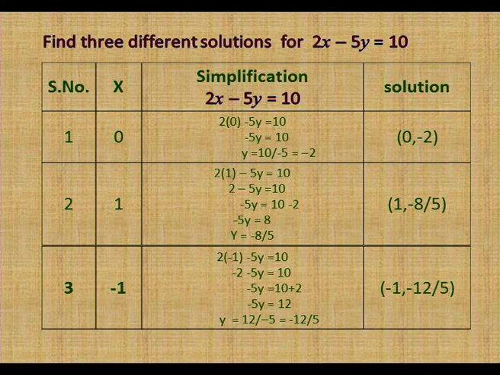Children, now we are going to see one more example which we discussed in the last session, where we found the solutions for linear equations. Please see, this is the question we discussed last time. Find 3 different solutions for 2x minus 5y is equal to 10, where you take x value is equal to 0. For that you got y is equal to minus 2, that means the solution set is 0 comma minus 2. Similarly, x is equal to 1 gives minus 8 by 5, that is the solution set 1 comma minus 8 by 5, whereas if you take x as minus 1, you get the solution minus 1 comma minus 12 by 5.